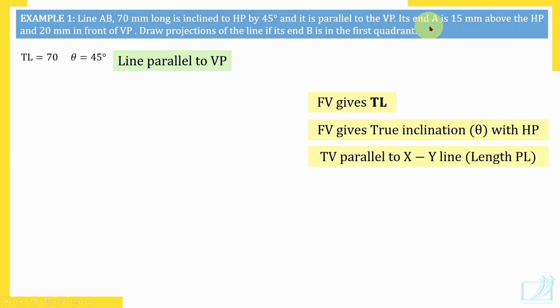What else? Its end A is 15 mm above HP and 20 mm in front of VP. So right now we are just noting down the data. So this line is say XY line and this is the projector of point A. Two views of a point lie on the same projector. So we are going to mark A and A dash on one single vertical line. A is 15 mm above HP, so 15 mm above XY line, and front view gives distance from HP. 20 mm in front of VP, so 20 mm in front of XY line, and that is the top view of point A.